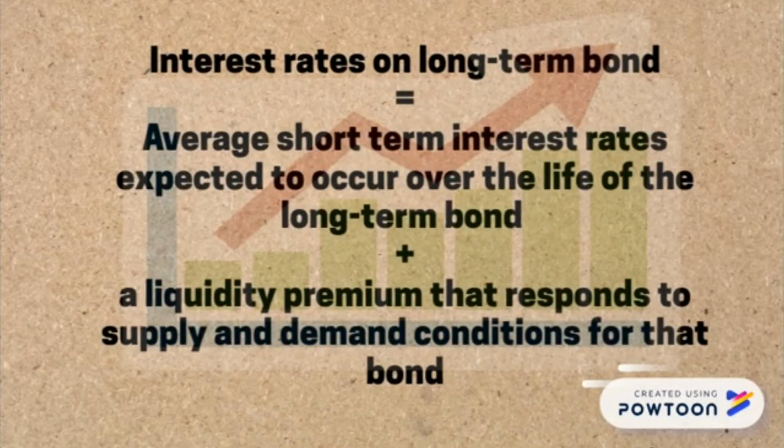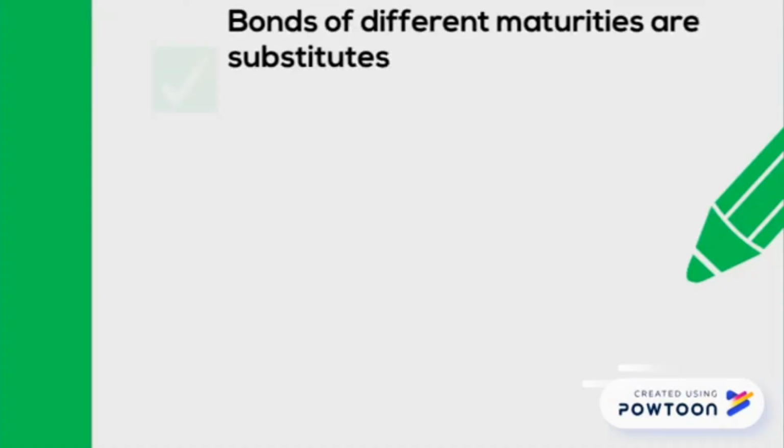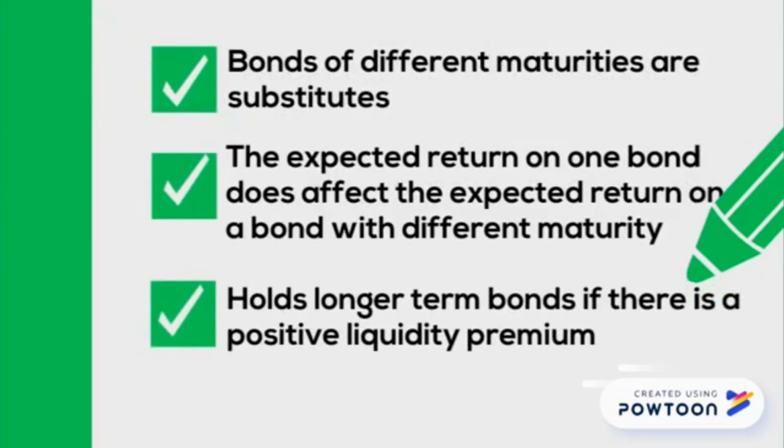Liquidity premium theory says that the interest rate on a long-term bond will equal an average of short-term interest rates expected to occur over the life of the long-term bond plus a liquidity premium that responds to supply and demand conditions for that bond. Three key assumptions under liquidity premium theory. Bonds of different maturities are substitutes. The expected return on one bond does affect the expected return on a bond with different maturity. Investors hold longer-term bonds if there is a positive liquidity premium.